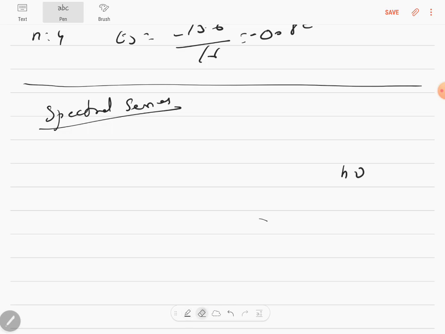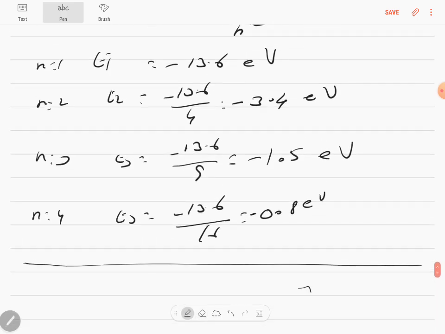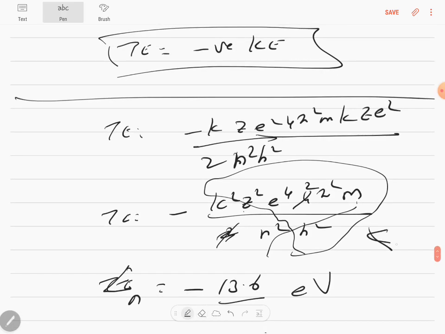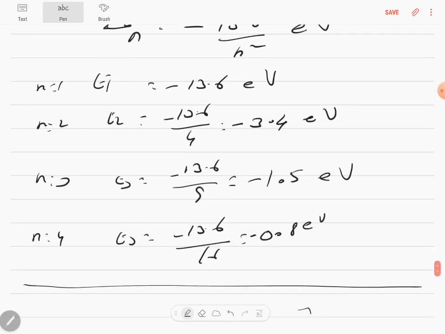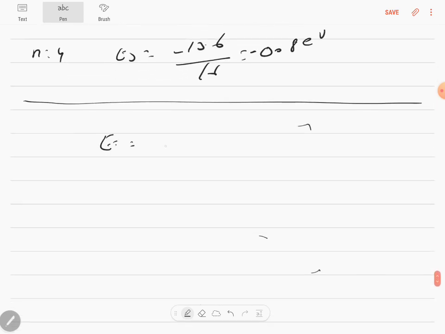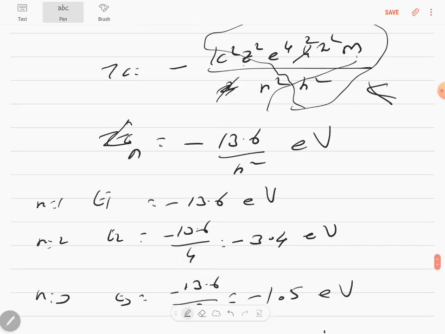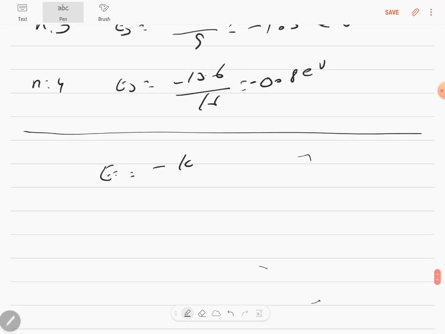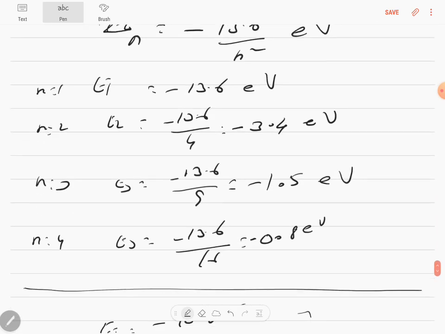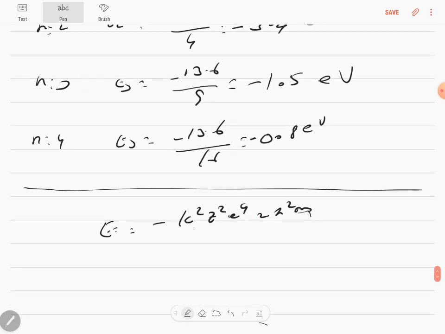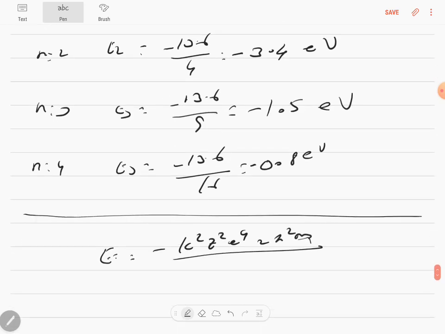Coming back to the spectral series, there is a series such as Lyman. I forgot to continue with this; a little more I have to continue. Take this formula of E, which is E equal to minus k square z square e to the power 4, 2 pi square m by n square. This whole lesson you should know by heart.